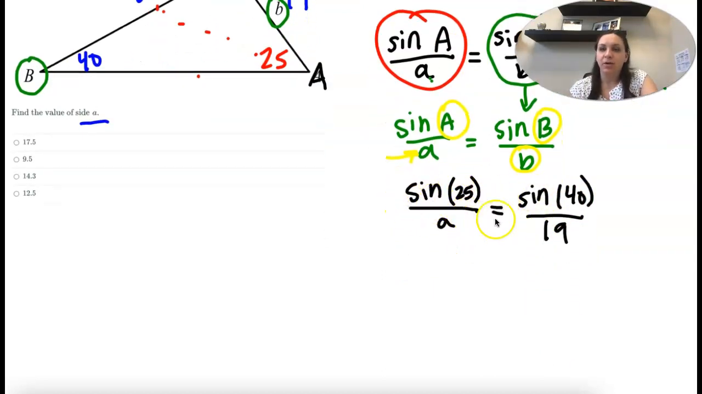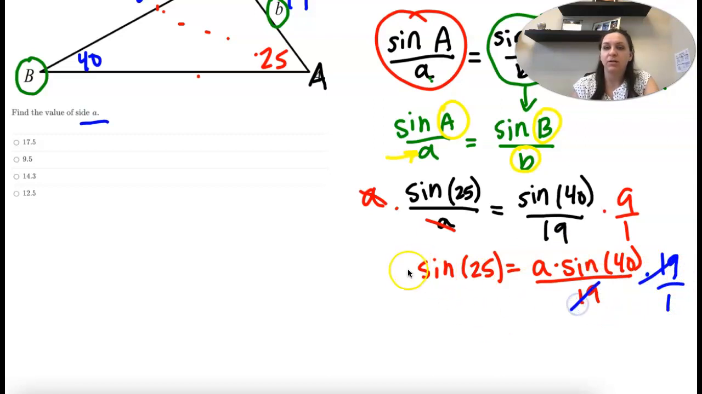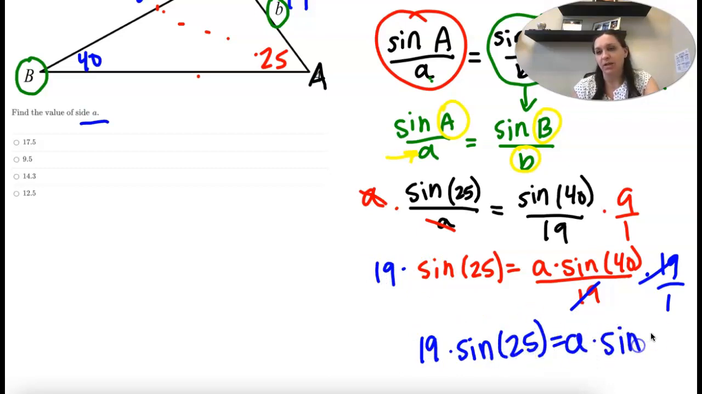And we can cross multiply, but I'll go through the steps. We basically want to get rid of these fractions, right? So I'm going to multiply both sides by the denominator. So I have sine of 25, the a's go away. But over here, the a goes on the numerator, so I have a times the sine of 40 over 19. And then we do that again. To get rid of this fraction, I multiply by the denominator. And over here I have 19 times the sine of 25 equals a times sine of 40.